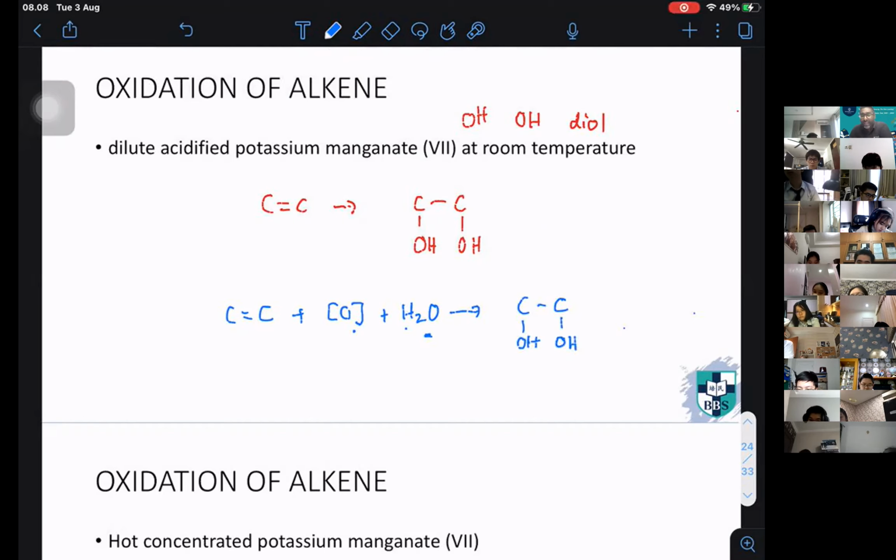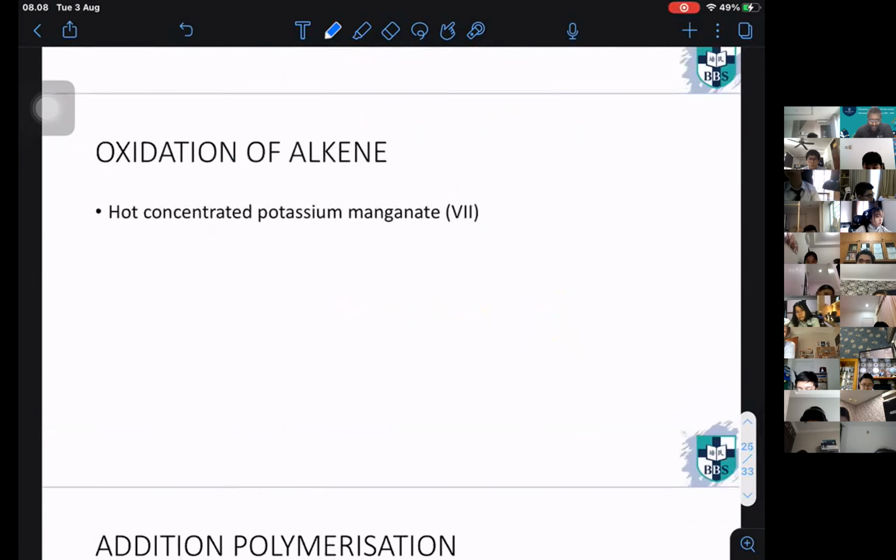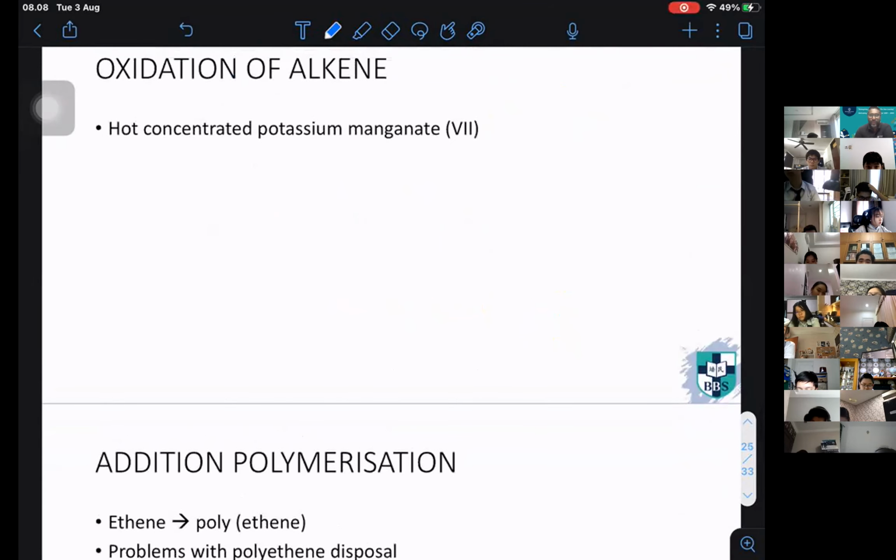So how do you want to write the equation and so on? Yeah, you can use this as an example. You can base on this, okay, and then try to write it down. Okay, that is very simple. Okay, when it comes to oxidation of alkene under dilute condition. Yeah. So let's focus on the hot condition, okay, hot concentrated.